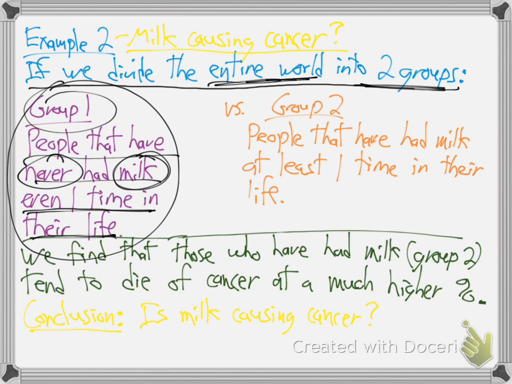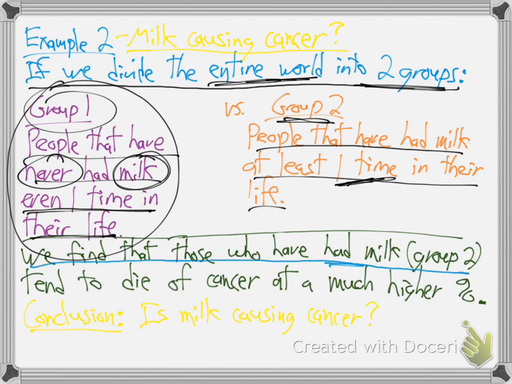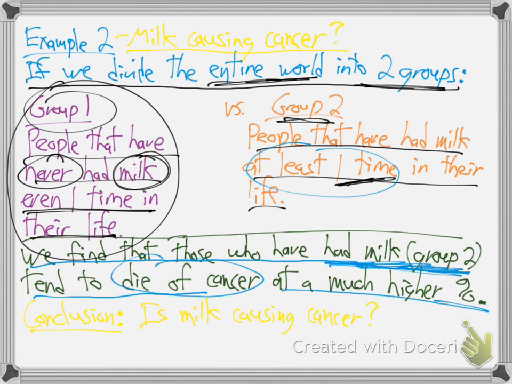And now group 2. Group 2 is people that have had milk at least one time in their life. Even if they don't drink it regularly now, they at least had it one time in their life. Well, here again is some true information. I'm not lying. I'm not making this up. We find that those who have had milk at least once, group 2, tend to die of cancer at a much higher percentage rate. That's true. Again, I'm not making up false information. These are true numbers. This is real. This is true. Question is then, is milk causing cancer?